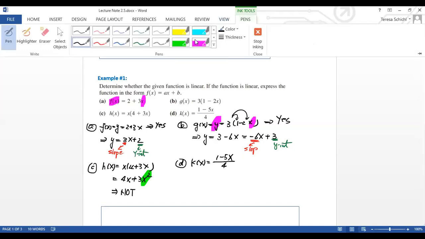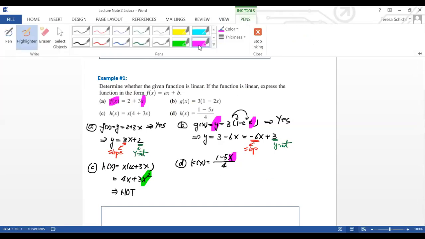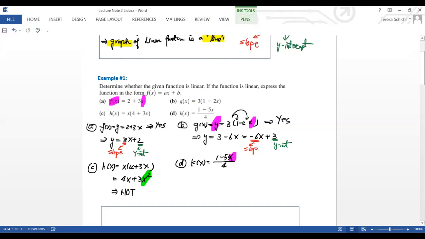What I mean is that x cannot be in a fraction. So here, the x is still by itself, and the over 4 is just a fraction for the constants. It doesn't matter. So yes, this is a linear function, right?